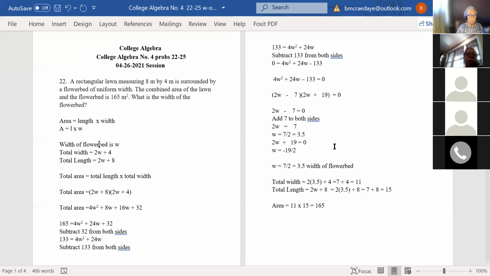All right. So remember with quadratics, you get 2 solutions. And one is not valid here. The negative one is not valid. Questions on 22? Okay, so I'll send you this explanation, all the steps.